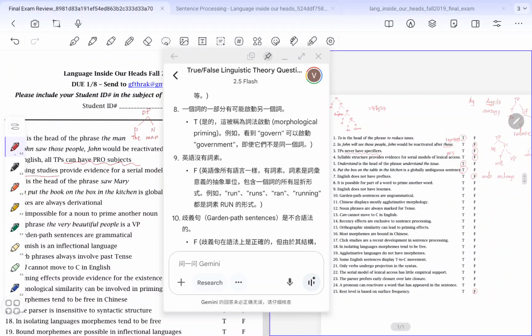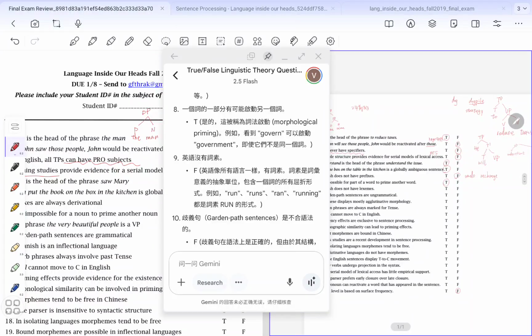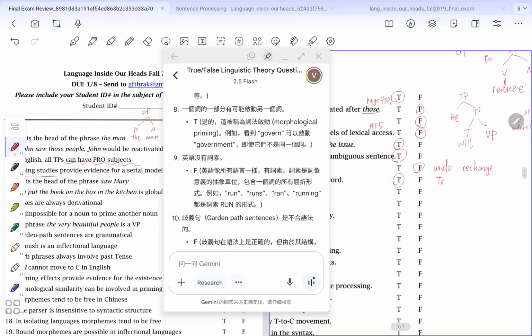8. It is possible for part of a word to prime another word. True or false? Any true? Any false? No false? Great, it's true. Example? Trombone. What was trombone relevant for in our lecture? Trombone is just trombone, right? It's not a kind of bone. It's not a fish bone. But as I told you, trombone somehow primes something like flesh. Remember this? Part of this word primes this one.